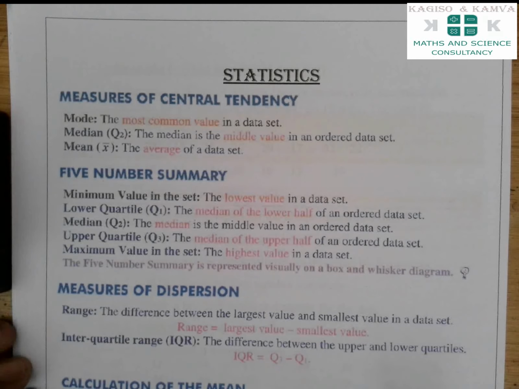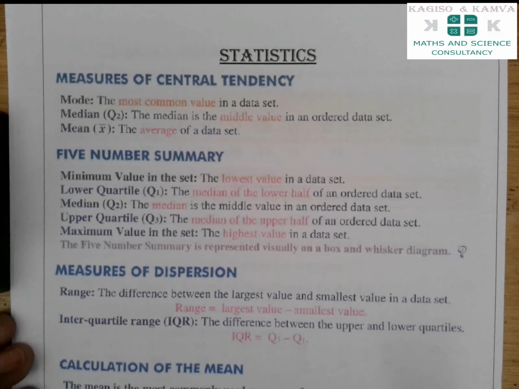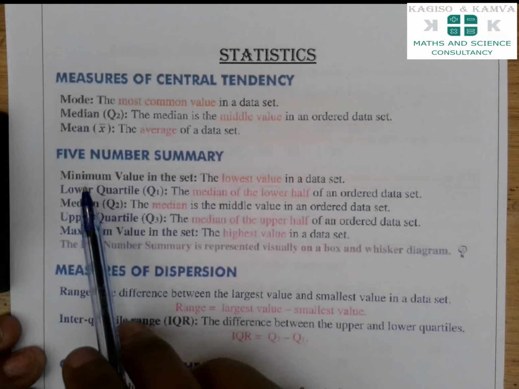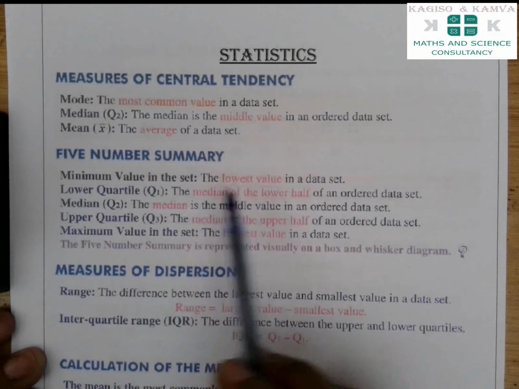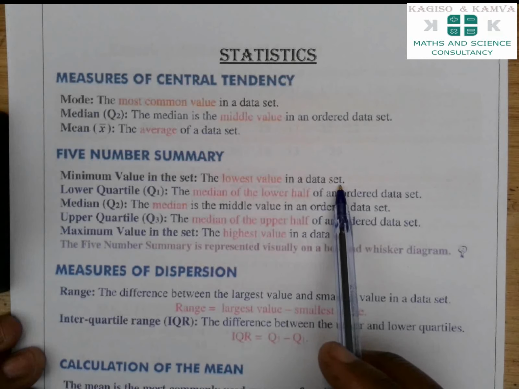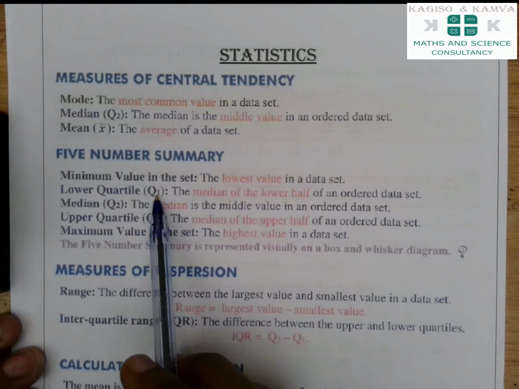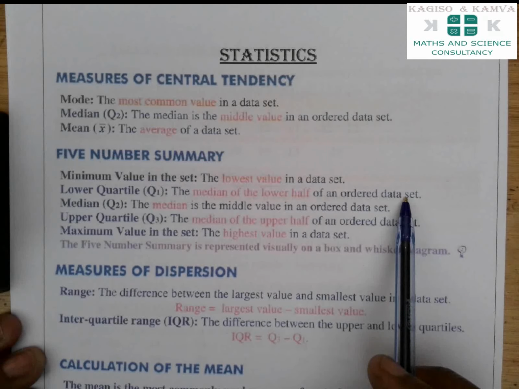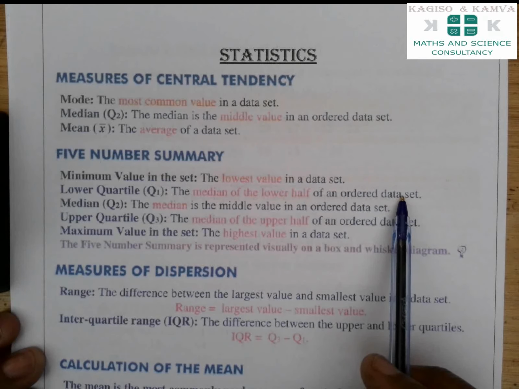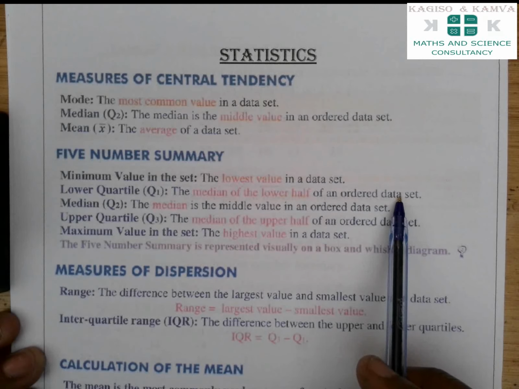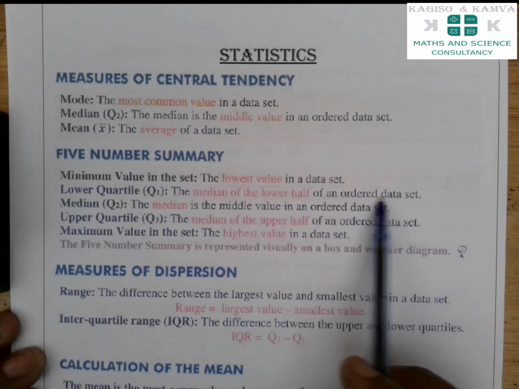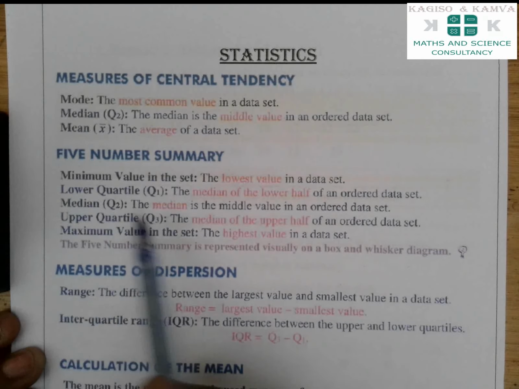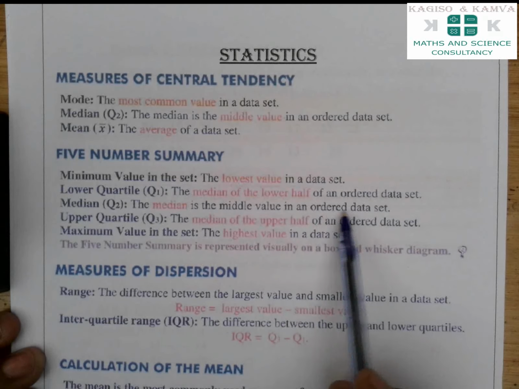Now we also have the 5-number summary. With the 5-number summary, we'll have the minimum value in the set. This is the lowest value in a data set. The lower quartile, Q1, the median of the lower half of an ordered data set. So before we can start taking out the minimum, the lower quartile, and the median, we have to first arrange the data in ascending order. So the median is the middle value in an ordered data set.